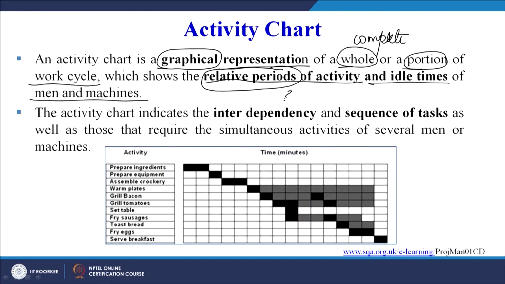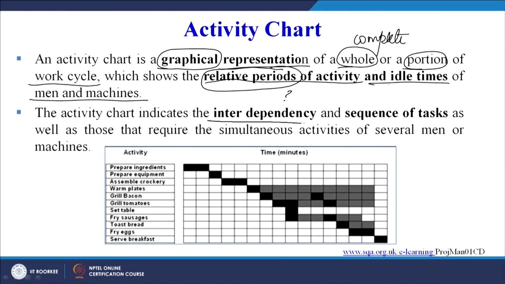So I have tried to emphasize this word, relative periods of activity. So relative means when the man is working, what is the machine doing, when the machine is working, what is the man doing. So relative periods of activity, moreover the idle times of men and machines. The activity chart indicates the interdependency and sequence of tasks, as well as those that require the simultaneous activities of several men and machines. So here you can see one example is given.